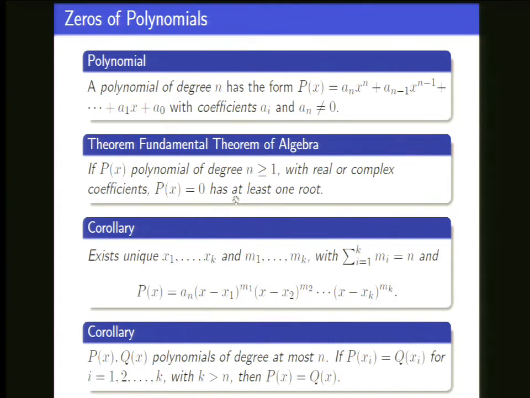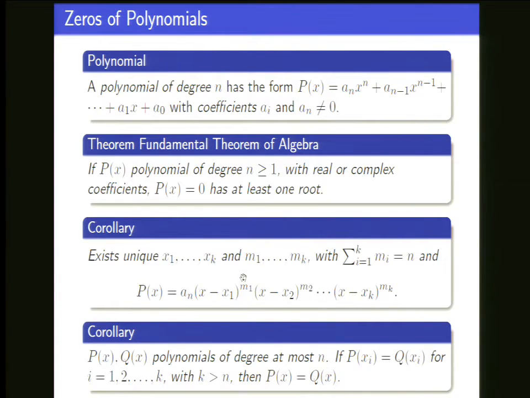If you find one root, you can divide it out. Or sorry, you can divide out a factor x minus that root, right? And if you keep on going, eventually you're down to the constant. And that can be summarized as this corollary here, that any polynomial can be written as some leading coefficient times a bunch of x minus roots to some power or some multiplicity. Okay? So these are how polynomials work.